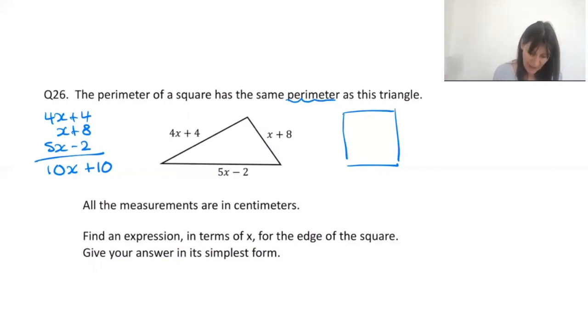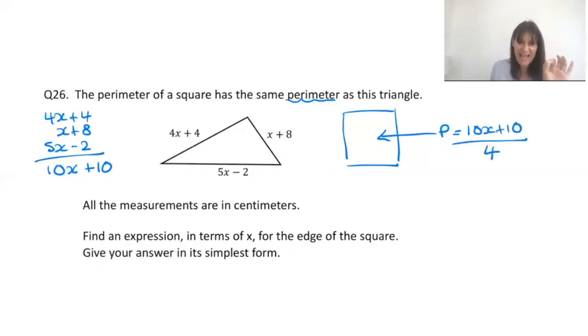Now, I want just one edge. I know that the entire perimeter of this square is equal to 10x plus 10. Now I'm going to divide through by 4 because I just want one of the edges. Okay. Now 10 divided by 4 is 2.5. And of course, you've got your 2.5 going on the end there as well.